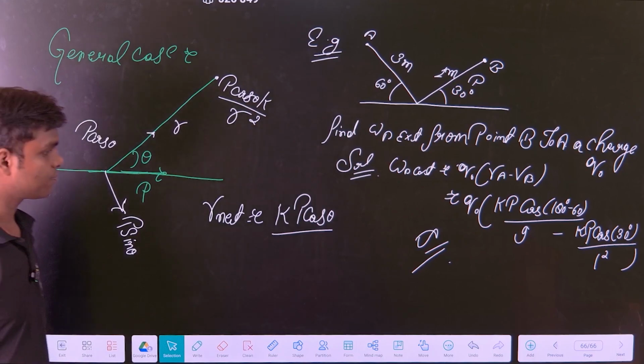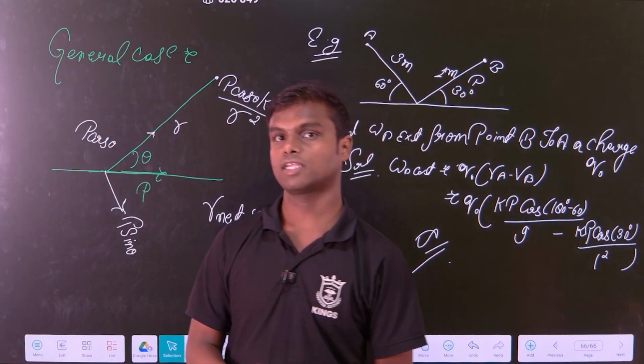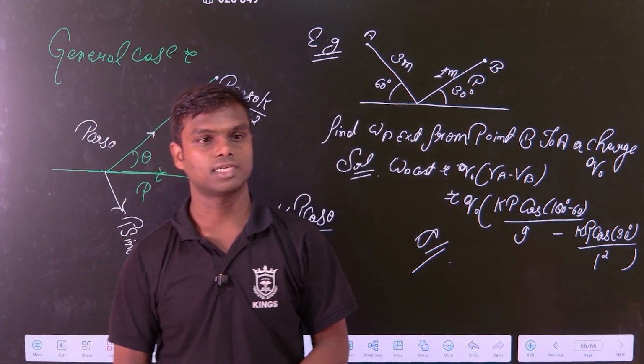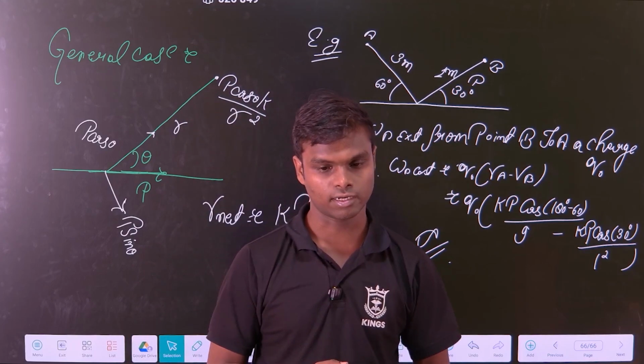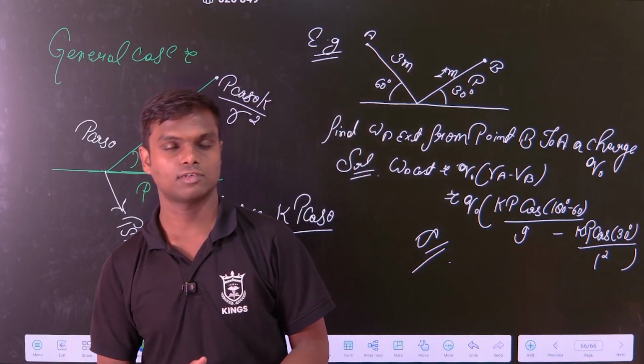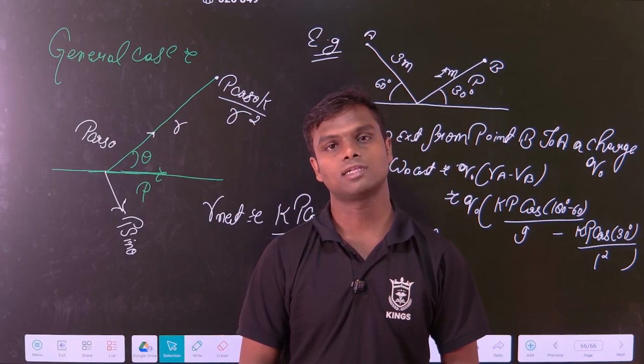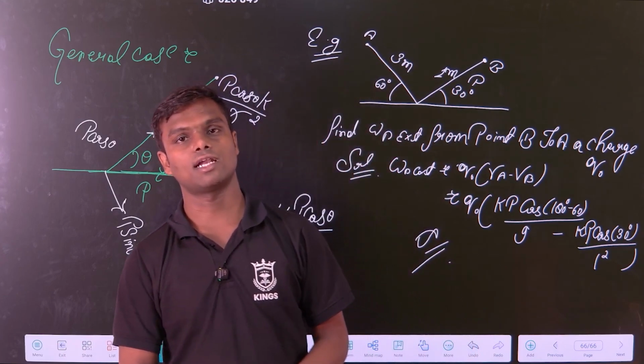So we are left with one small topic, that is dipole in an electric field, uniform electric field and non-uniform electric field. That we will discuss in tomorrow's class, and then we will start our next chapter, that is electrostatic part 2.